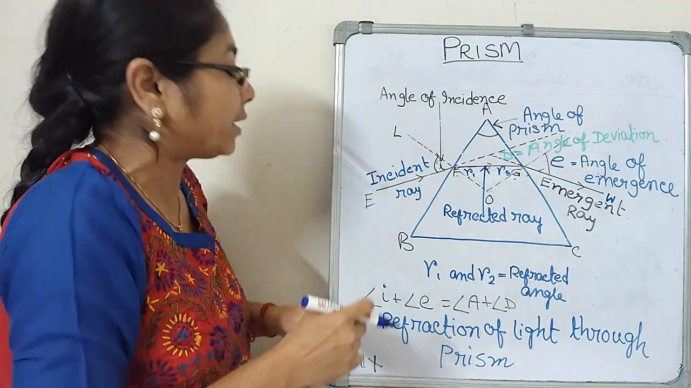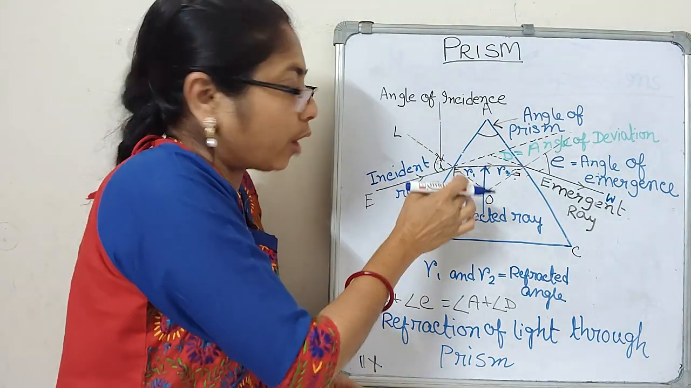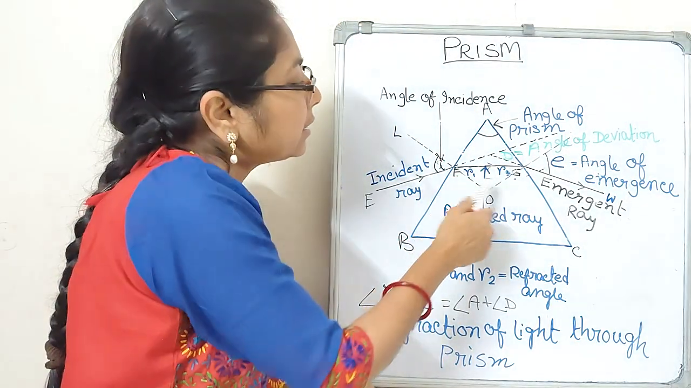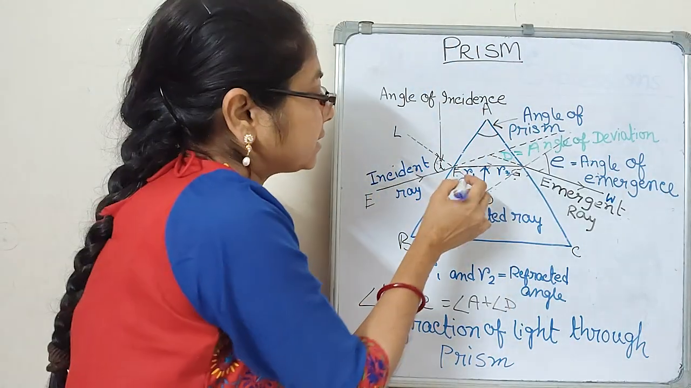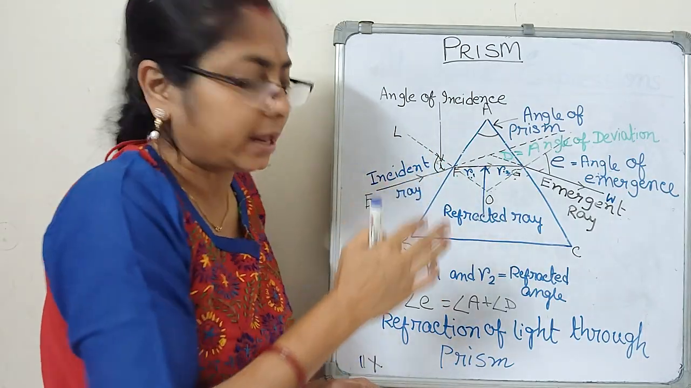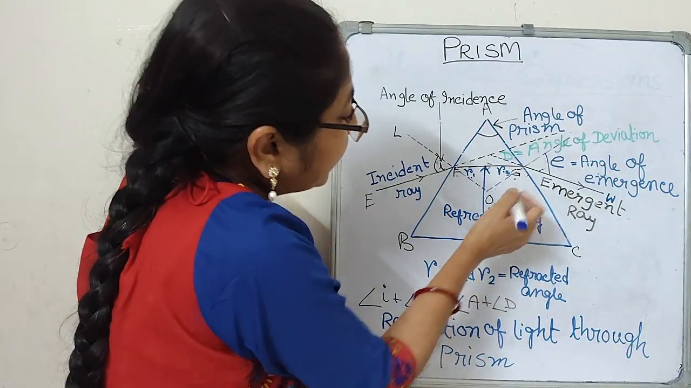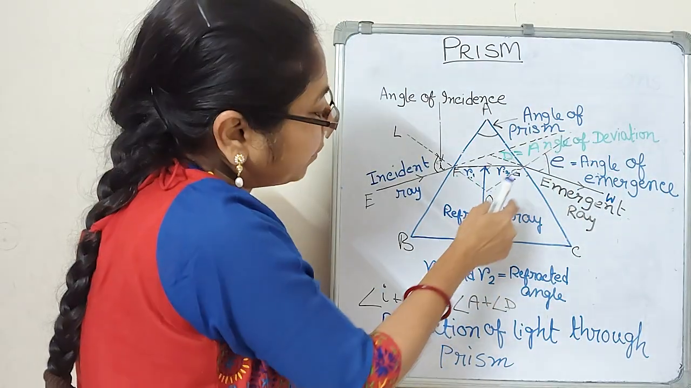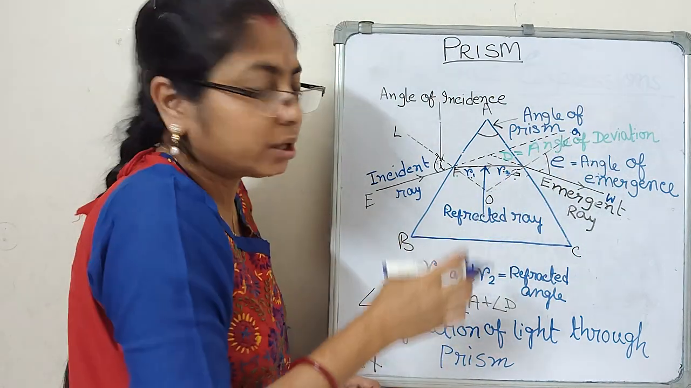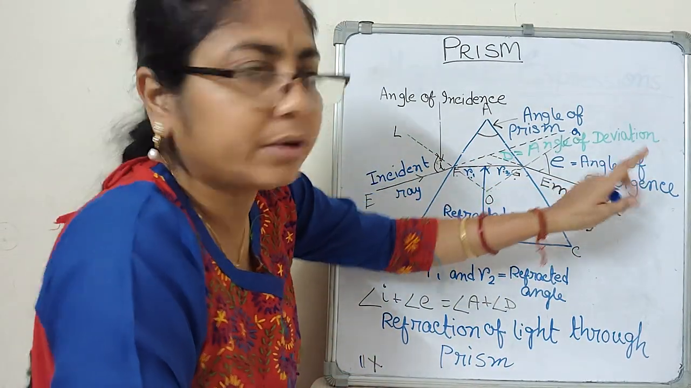Here is the normal. What is the angle of incidence? The incident ray and the normal make an angle. It is called the angle of incidence. And in the prism there are two angles, R1 and R2. R1 and R2 are the refracted angles. Next, the emergent ray. At the emergence point there is another normal, OQ. With the normal, the emergent ray makes an angle. It is called the angle of emergence.